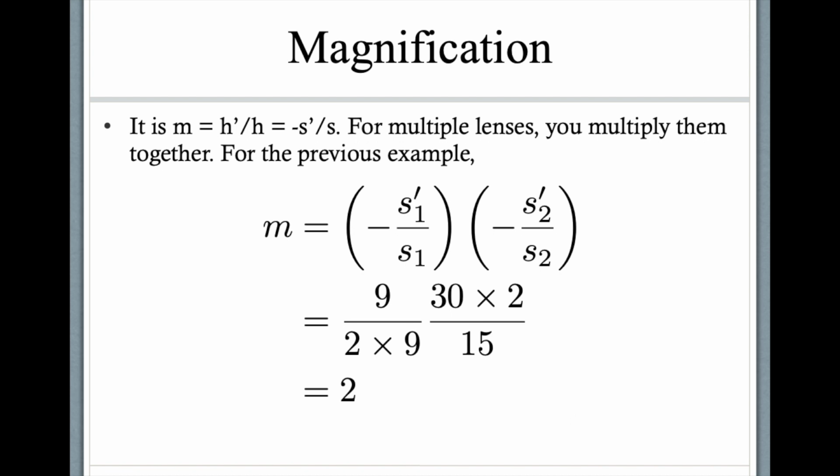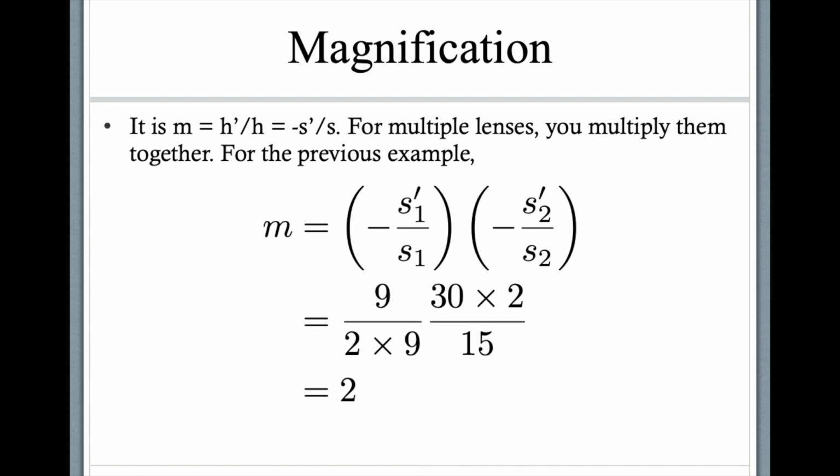The next important thing to know is magnification. The magnification is defined as the ratio of the final height to the initial height. It can be shown, as you saw in your textbook and in class, that this is equal to minus s prime over s. Either equation can be used. For the multiple lens system, you have to do this twice. We have to look at the first step and then the second step.